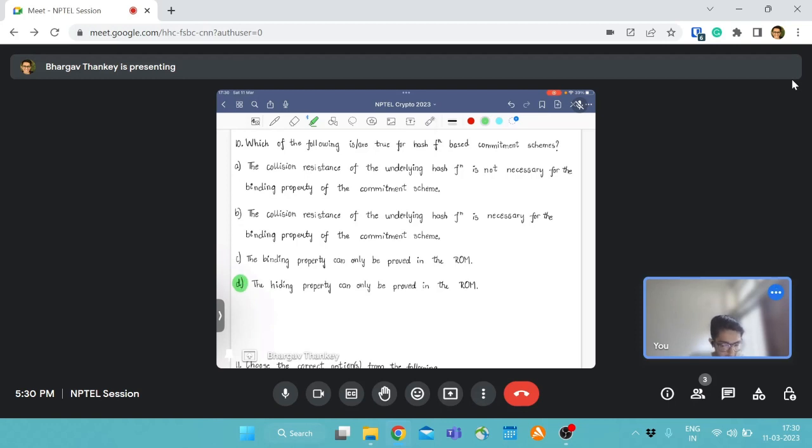D is correct. C is not correct. In fact, option B is correct. So if option B is correct, option A cannot be correct, as they are negations of each other. So option B is correct and option D is correct. And here's the reason why.